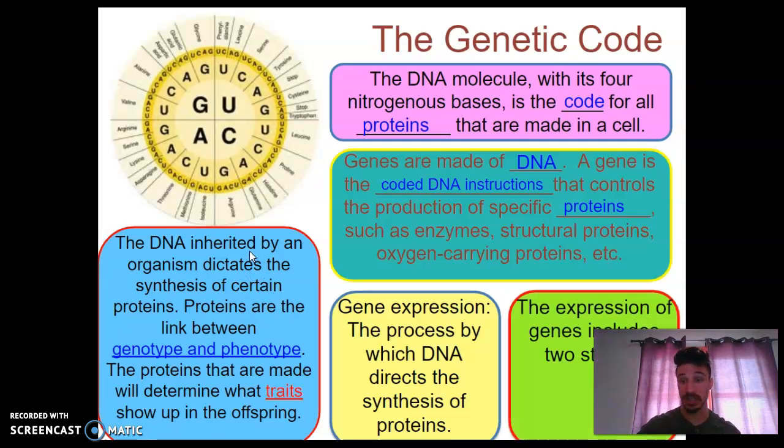And the expression of genes is going to include two stages, and they both start with T, and they're both easy to remember. The first stage is transcription, and the second stage is translation, and this is what the rest of this unit is going to talk about. Transcription and translation, which is how you go from genotype to phenotype. It's how you go from DNA to protein. It's how you create a protein in a cell.